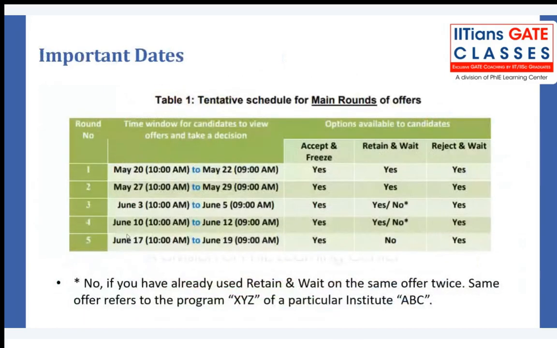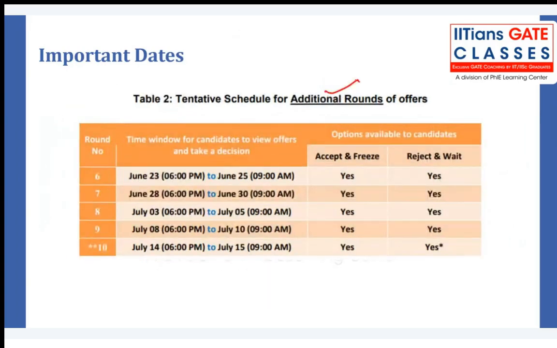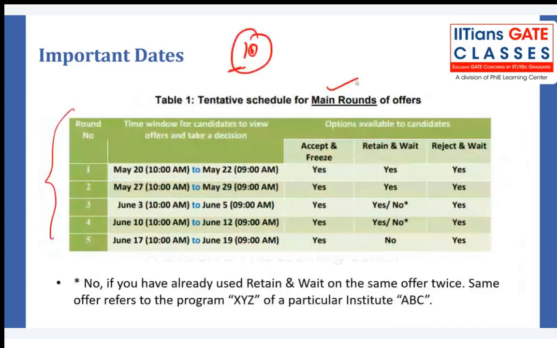So what are the important dates for the rounds? Because there will be 10 rounds by 24 IITs and IISc, right? So there will be 10 rounds. You can see here the rounds are divided into two: one is the main rounds and the second is the additional rounds. Suppose in the main rounds you haven't got anything or you are not satisfied with the offer, you will be having some choices as well, right?